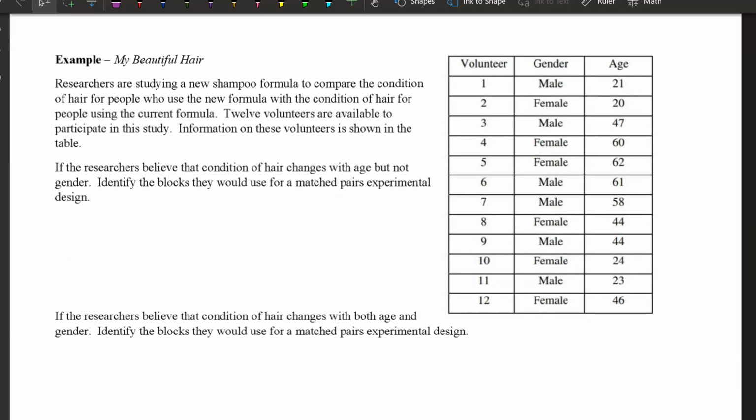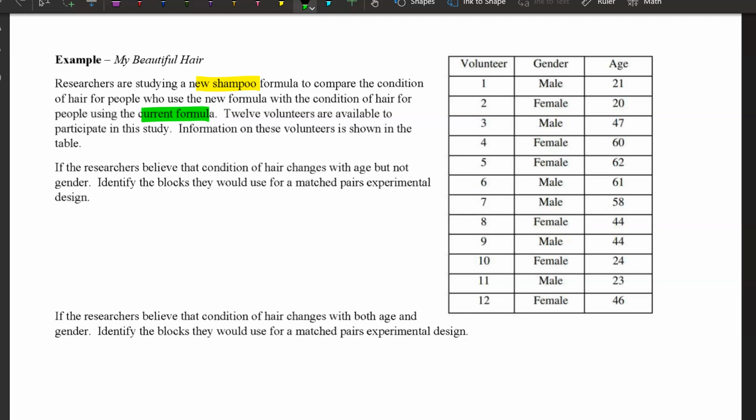My beautiful hair. Researchers are studying a new shampoo formula to compare the condition of hair for people who use the new formula with the condition of hair of people who use the current formula. So basically, we want to compare a new shampoo to an old shampoo to see which one makes your hair more silky smooth, I guess. 12 volunteers are available. So here are the volunteers, their gender, and their ages.